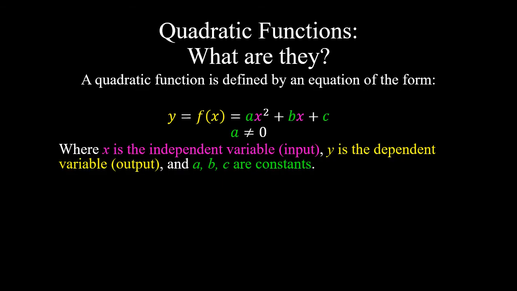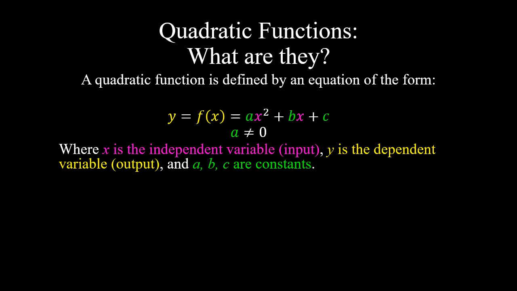So, a real quick review from section 4.1. Quadratic functions, what are they? We said that a quadratic function is defined by an equation of the form y or f of x equals ax squared plus bx plus c, where a cannot equal 0, right? And that's important because if a equaled 0, then this entire piece would go away. It would be 0 times your input squared, which is just 0. 0 times anything is 0. And that would leave us with a line. So for a quadratic function, the coefficient in front of your x squared term cannot be 0.